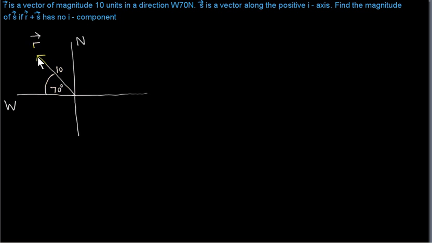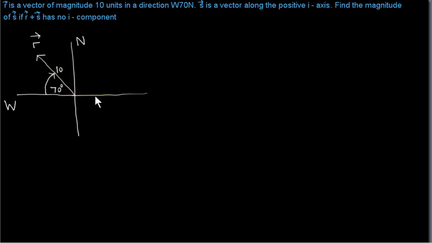Here is vector R. Its magnitude is 10, that's its length. It's pointing in a direction west 70 degrees north. So basically you face west and veer 70 degrees north. Let's get vector R in terms of its i and j components.